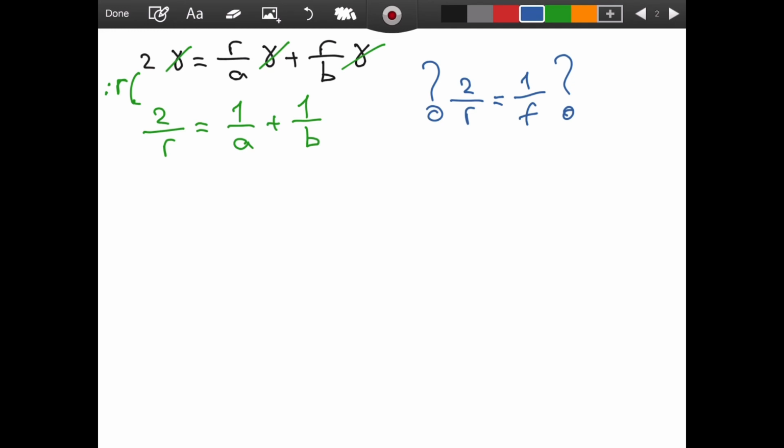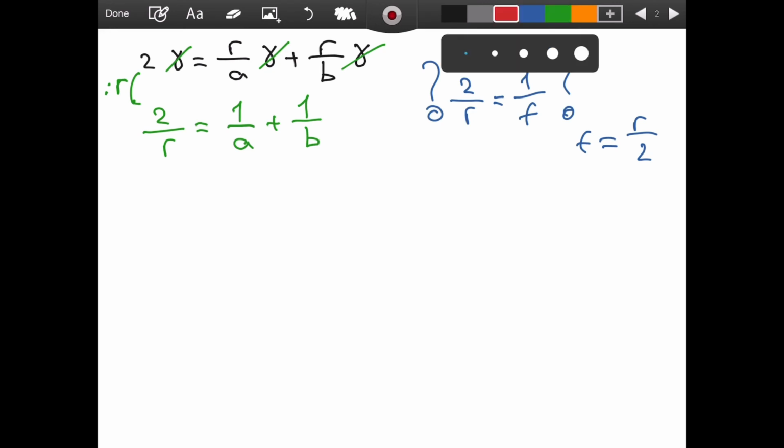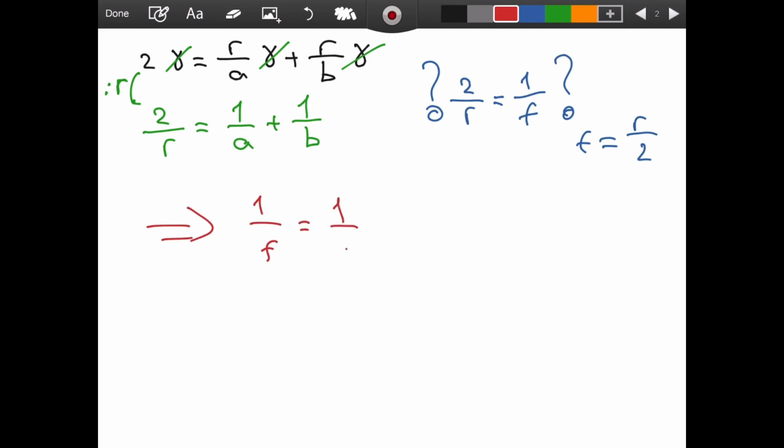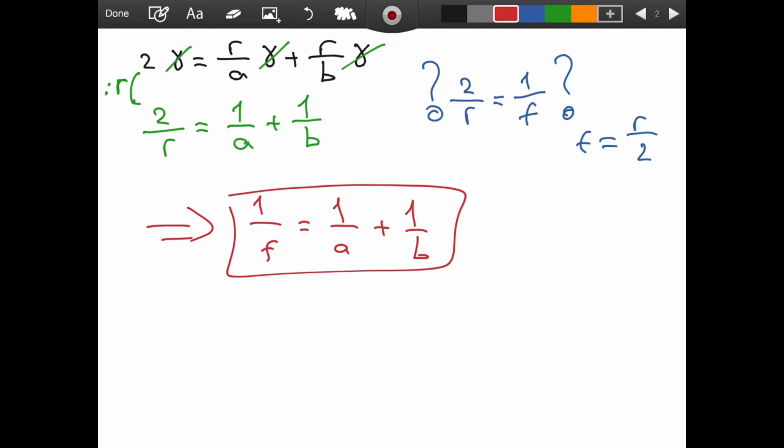It comes from the fact that, as I proved in one of my previous videos, f, the focal length, is equal to r over 2. And if you rearrange this, you get 2 over r is equal to 1 over f. So we can substitute this. If we do that in red, we will have 1 over f is equal to 1 over a plus 1 over b. And boom, this is the mirror equation. This is, my friends, very helpful. We will use this a lot in optics.